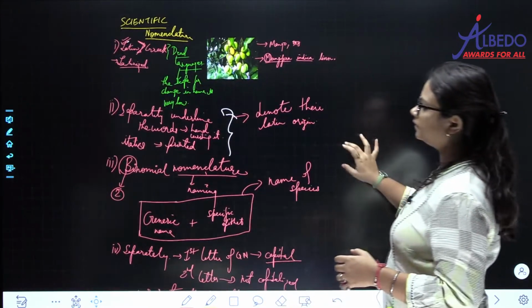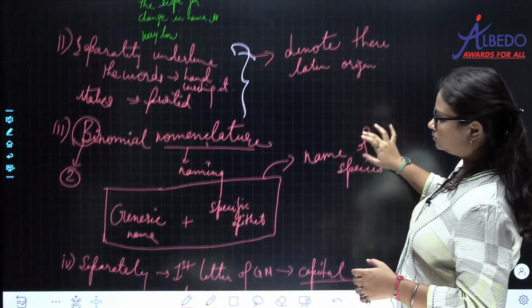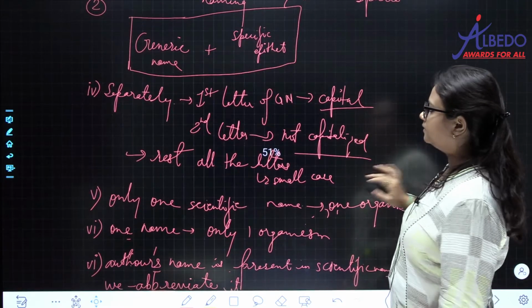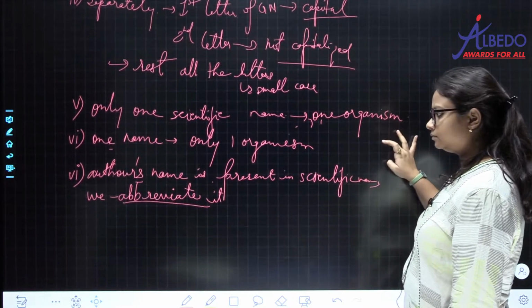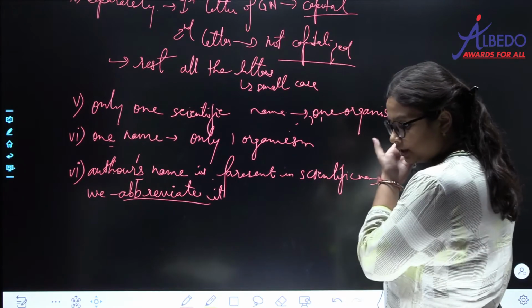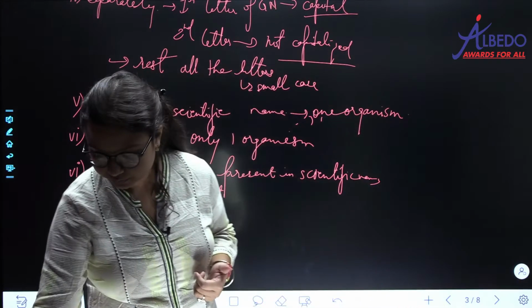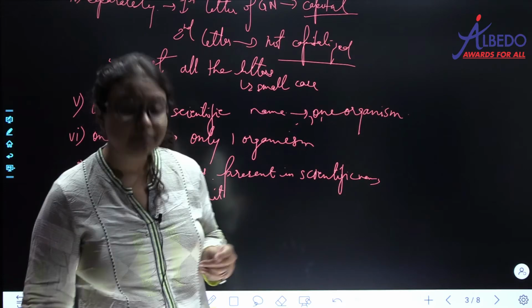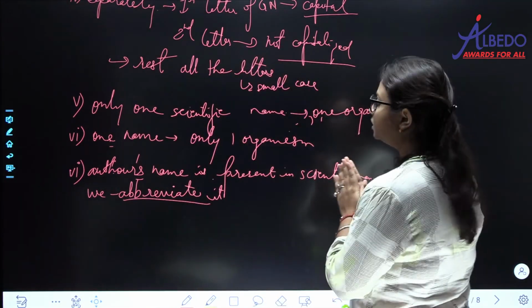See, this is scientific nomenclature. The first rule: separately underline generic name plus specific epithet, है ना. Okay, now let us move forward and come back to classification, ठीक है.